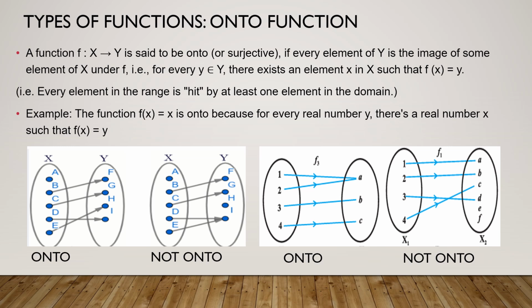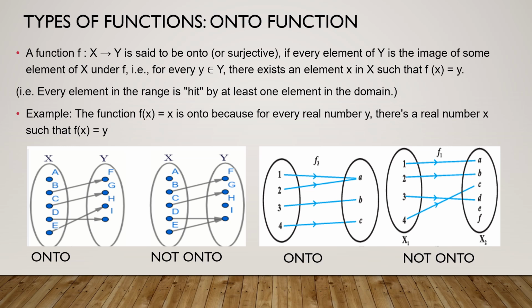If you see the diagrams over here, in the first case you can see that for every element in your range, that means for f, g, h, i, all four elements, you have at least one element in your domain. Correct? But the second case is not so. Why? Because f, g and i have their pre-image in the domain, but over here h does not have any element in the domain X. So the second case is not onto.